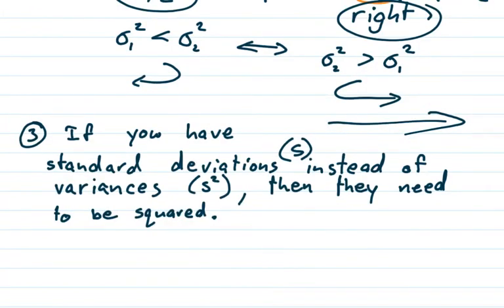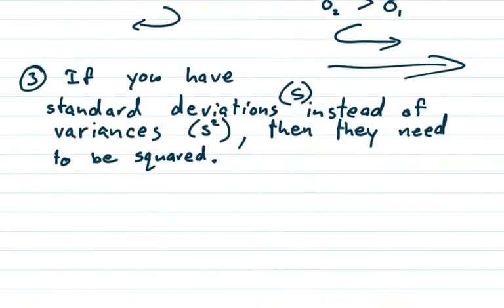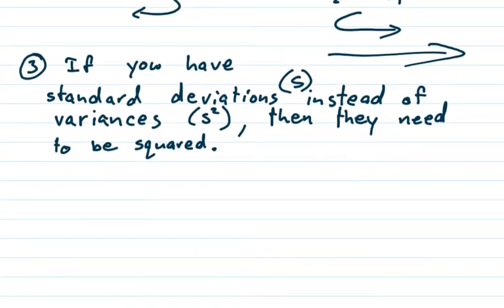Thing number 3, there's a lot to write. If you have standard deviations, remember the standard deviation for a sample is S, instead of variances, which are S squared, then they need to be squared in order to compute the F statistic, the test statistic. So don't forget that. And then the last thing, number 4, sorry, I paused it, is that we need to round down.